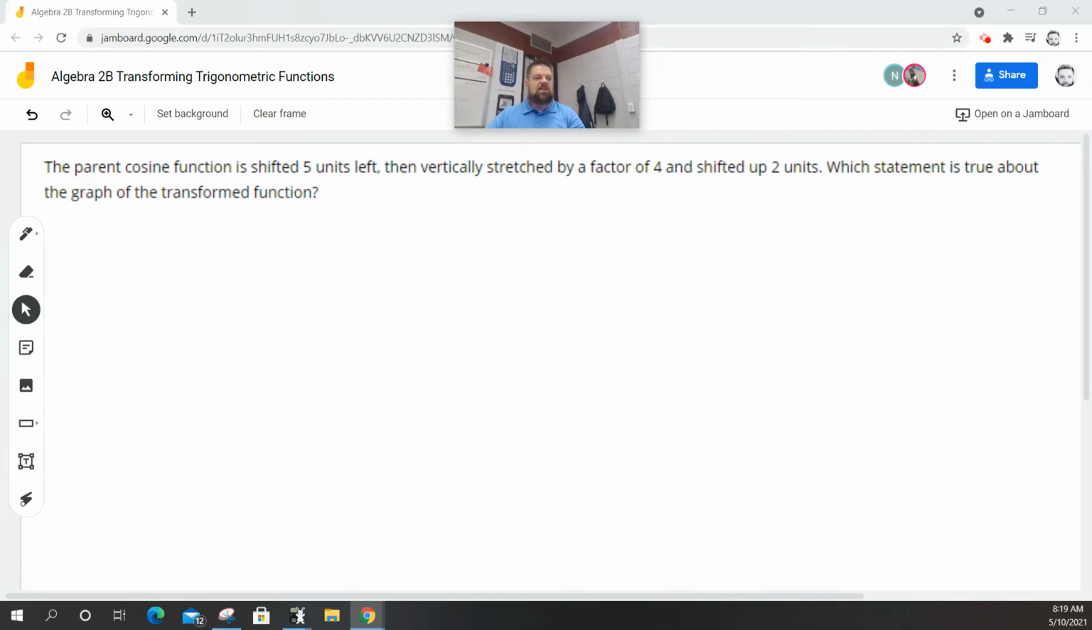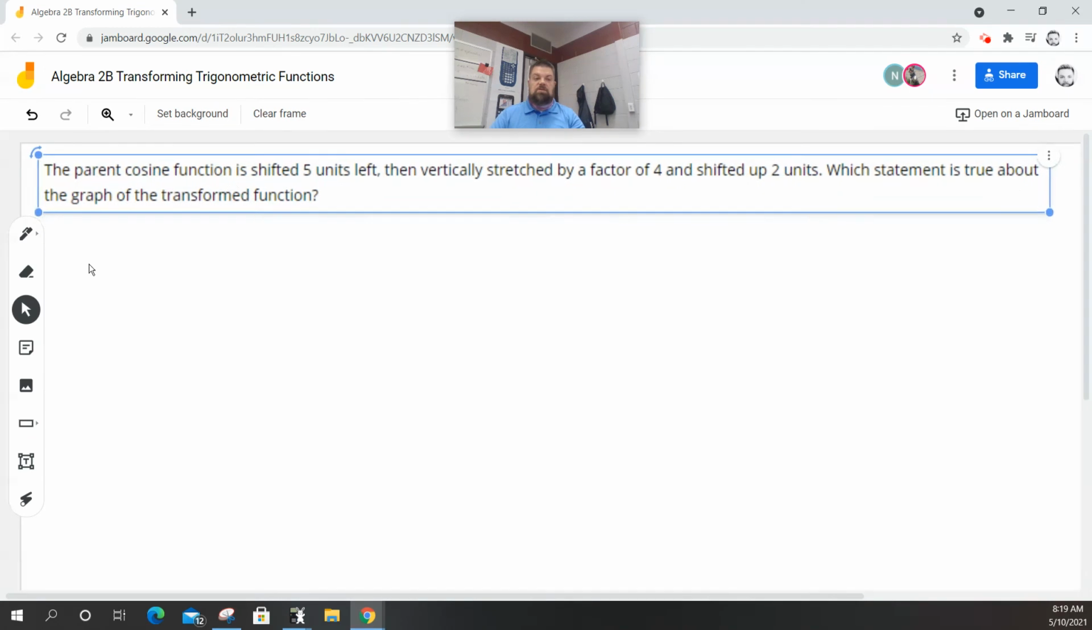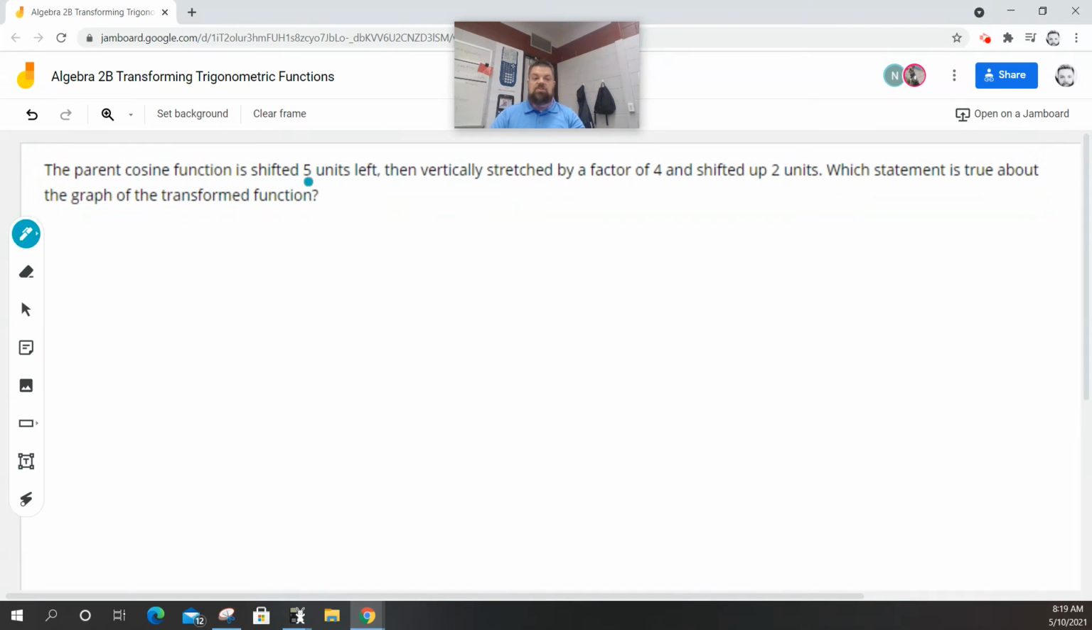So for this one, it says that the parent cosine function is shifted up. Or no, it's shifted to the left. Remember that C. So when it says 5 units to the left, that means that C is equal to -5. Vertically stretched by a factor of 4, that means that A equals 4. And shifted up 2, that means that D is a positive 2.